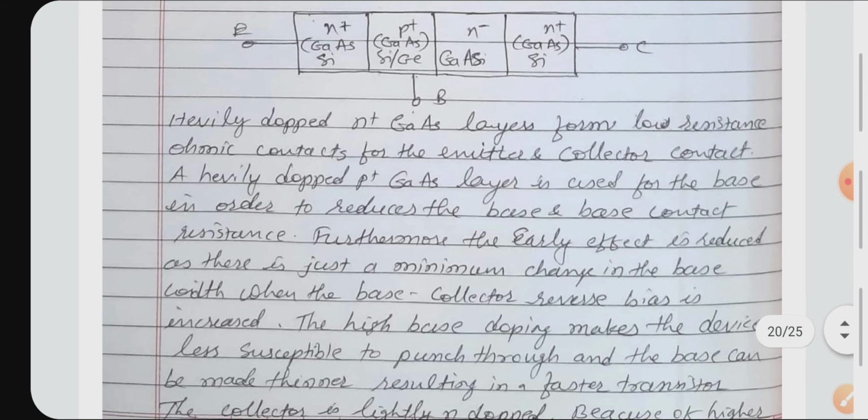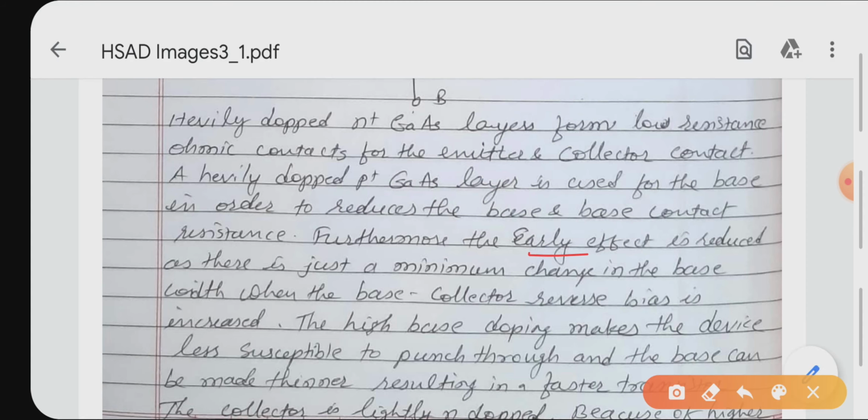As you can see here, the heavily doped N plus gallium arsenide layer forms the low resistance ohmic contact for the emitter and collector contact. The heavily doped P plus gallium arsenide layer is used for the base, which will reduce the base contact resistance, which we can call RBB. So this will also reduce the Early effect, that can be reduced as there is just a minimum change in the base width when the base collector reverse bias is increased. So what is the Early effect?